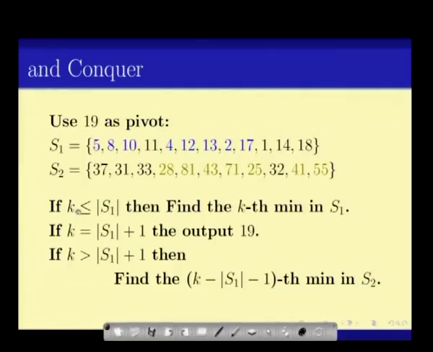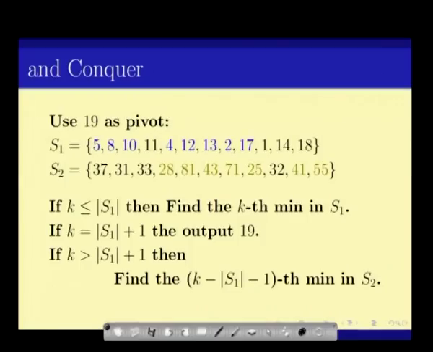Therefore, if k is less than the size of S1, then we can just recursively call finding the kth minimum in S1. If k is S1 plus 1, then we know that we have exactly S1 elements less than 19. So, the S1 plus 1th minimum must be 19 itself. So, if k is S1 plus 1, then the output must be 19. And if k is more than S1 plus 1, then we can forget the set of all elements which are 19 and less than 19. And so, we have to find the k minus S1 minus 1 minimum in S2.